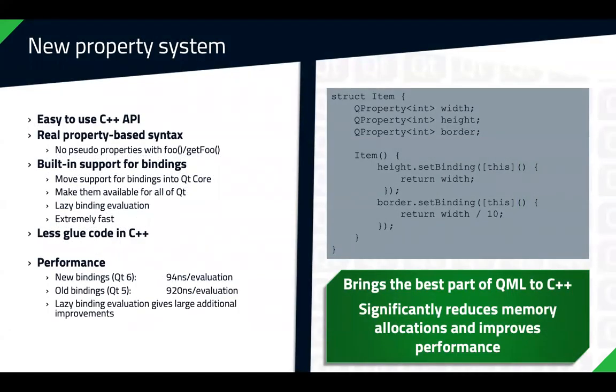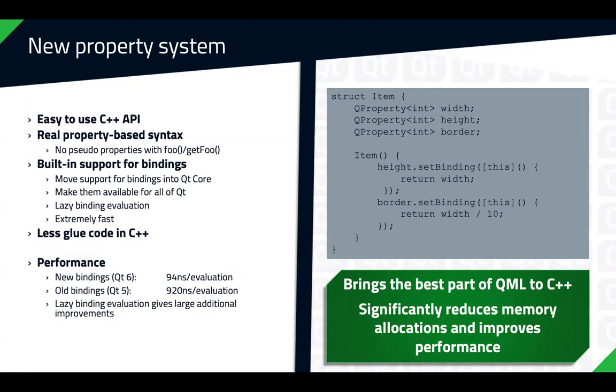Another big change that we're working towards is a new property system. That has actually been implemented now. It's all in the current development snapshots of Qt 6 already. What we've seen is that the concept of bindings to properties is something that has made QML extremely successful and has been one of the big game changers with QML. What we wanted to do now for Qt 6 is to bring that back also to C++, with an easy to use C++ API and a real property-based syntax.